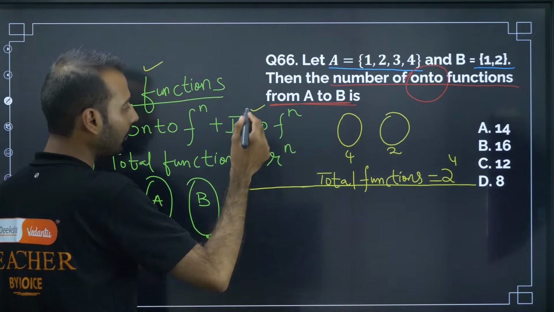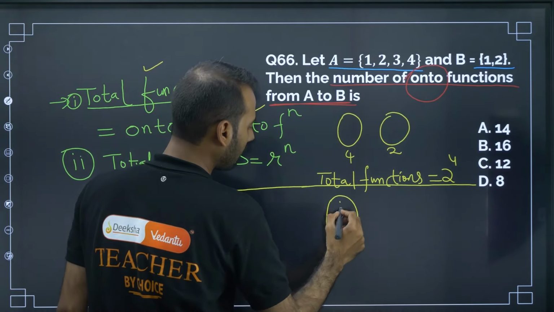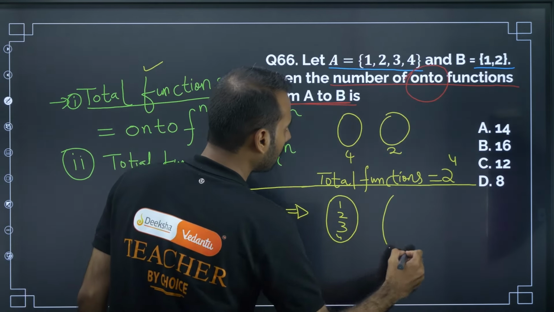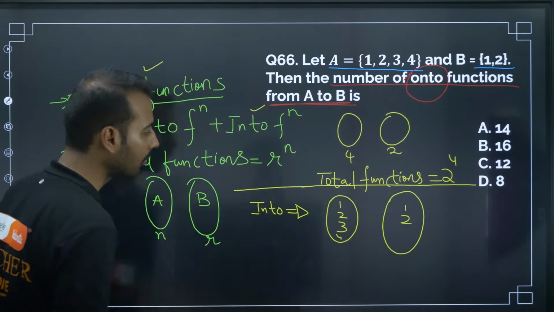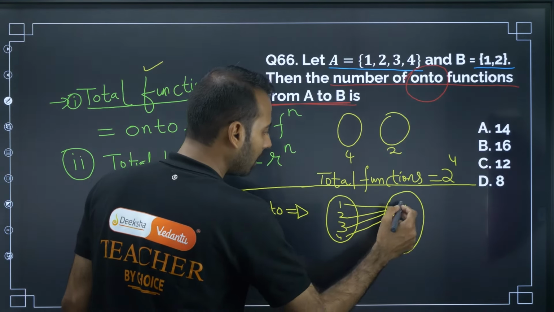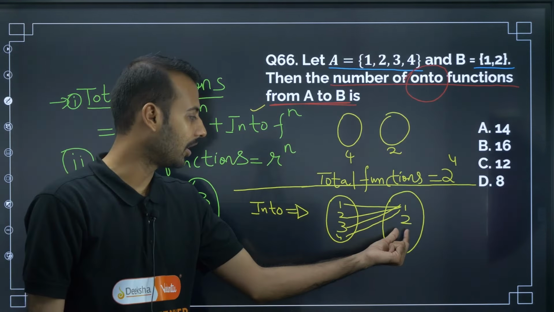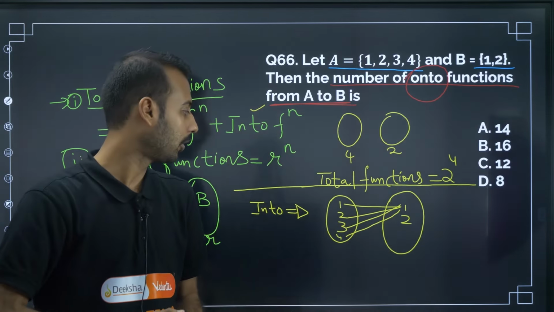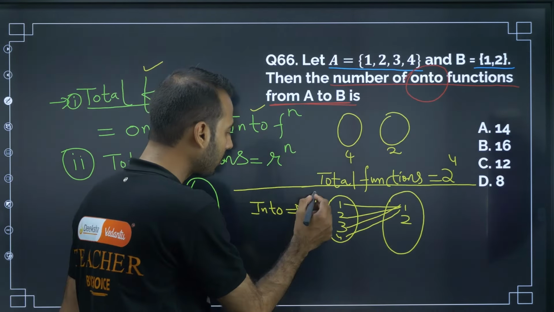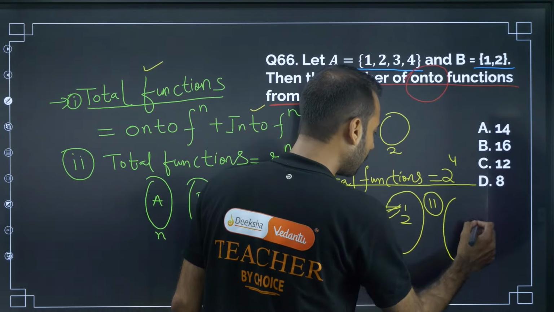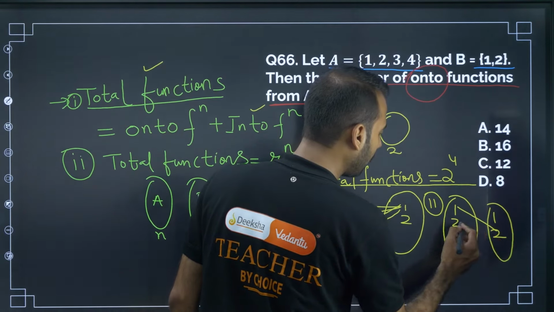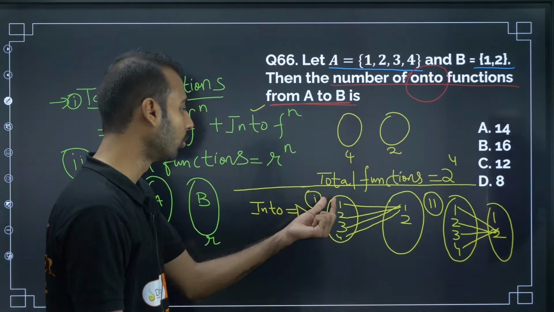Now if I am talking about into functions, how to find into functions? Let me consider 1, 2, 3, 4 mapping to 1, 2. Suppose all elements are mapped to the first element, this is an into function. Into function means if any element does not have a pre-image. This is one possibility. One more possibility is all elements mapped to the other element. So these are two into functions.